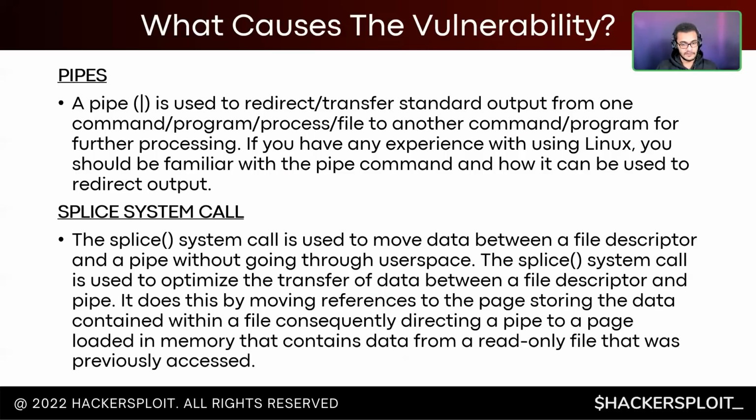All right. So the splice system call is used to move data between a file descriptor and a pipe without going through user space. The splice system call is used to optimize the transfer of data between a file descriptor and a pipe, and it does this by moving references to the page storing the data contained within a file, consequently directing a pipe to a page that is loaded in memory that contains the data from, in this case, a read-only file that was previously accessed. So that can be a little bit difficult to understand at first glance, but it'll make sense in a couple of seconds when I actually explain how the exploit works.